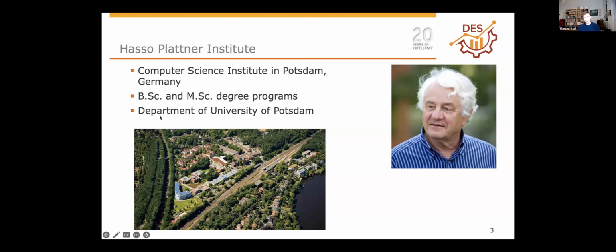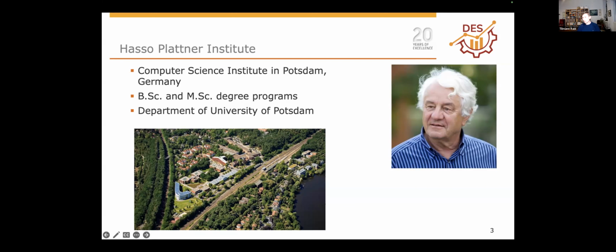We're a real computer science institute with bachelor's, master's and PhD programs. We're also a department of the University of Potsdam, which is kind of unique because we're privately funded by this guy. This is Hasso-Plattner. He's one of the founders of SAP, which is also well known to you because they have a big installation in Waterloo, and I know there's quite some collaboration with you.